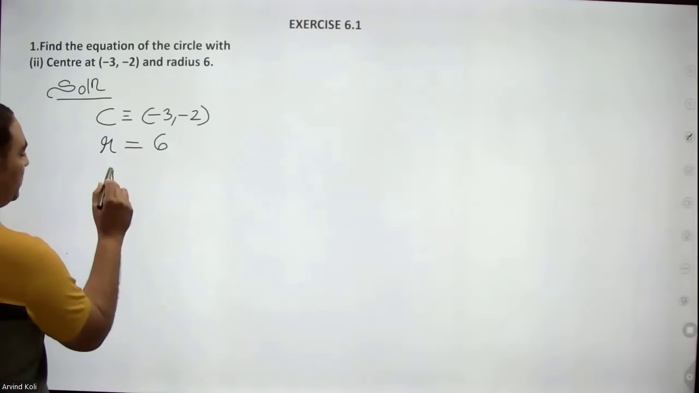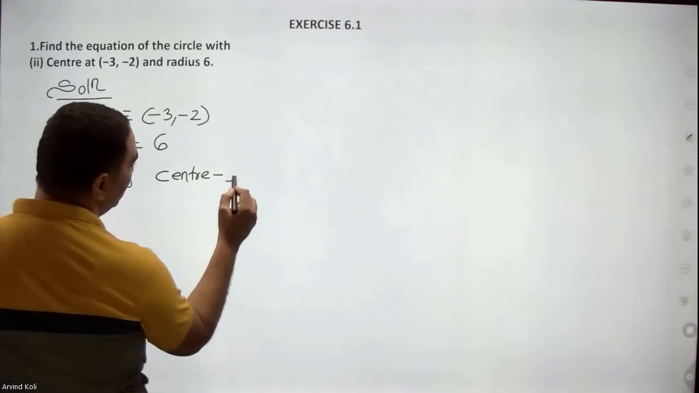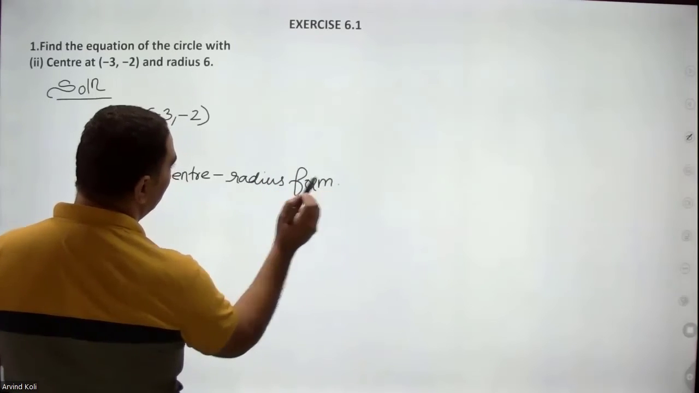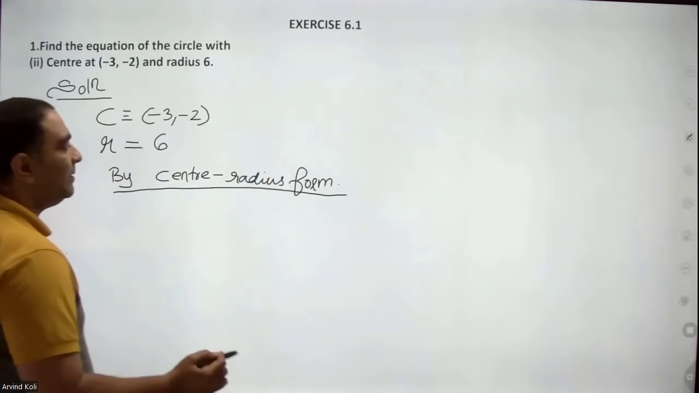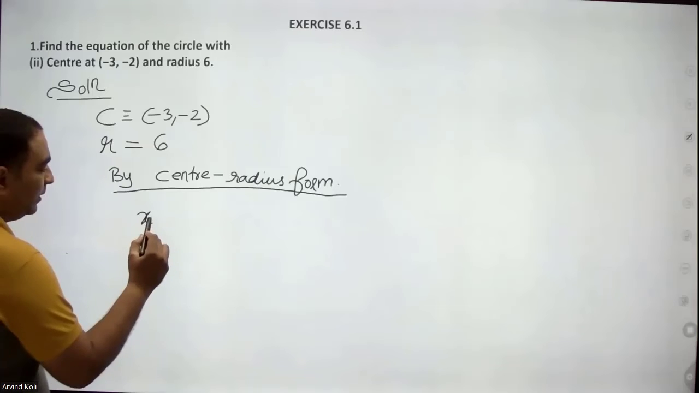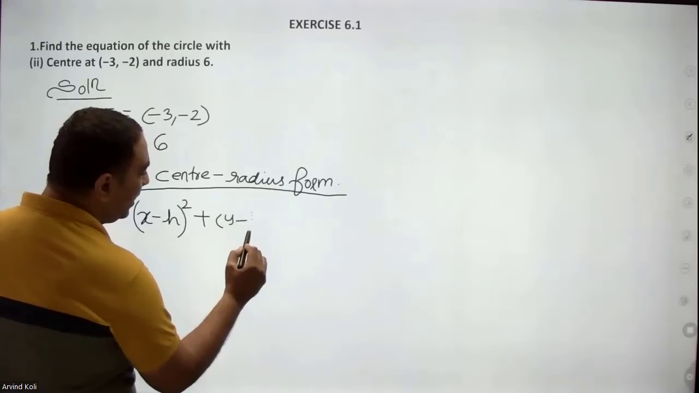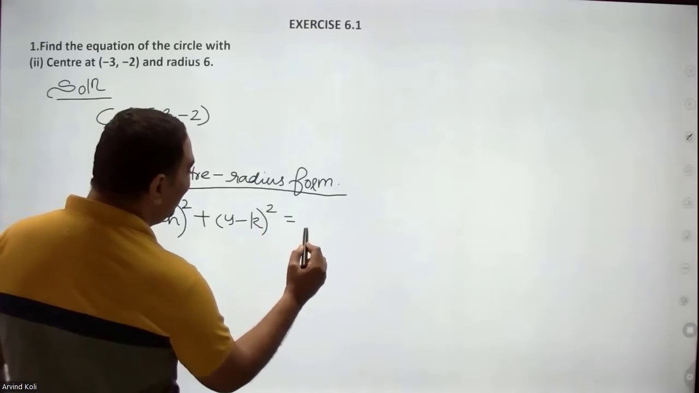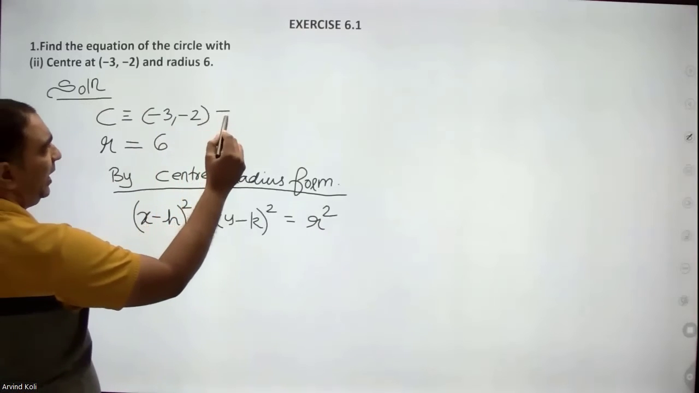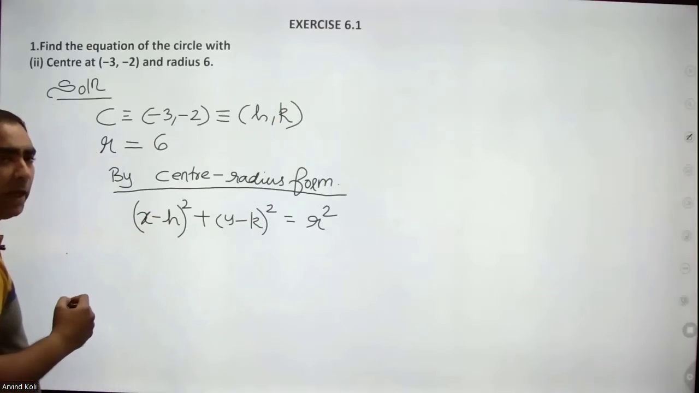This time we will use the center radius form. Okay. What is the formula? The formula is x minus h the whole square plus y minus k the whole square is equal to r square. So what is h and k? H and k matlab the center. याद है? So I'll write h comma k for the center.